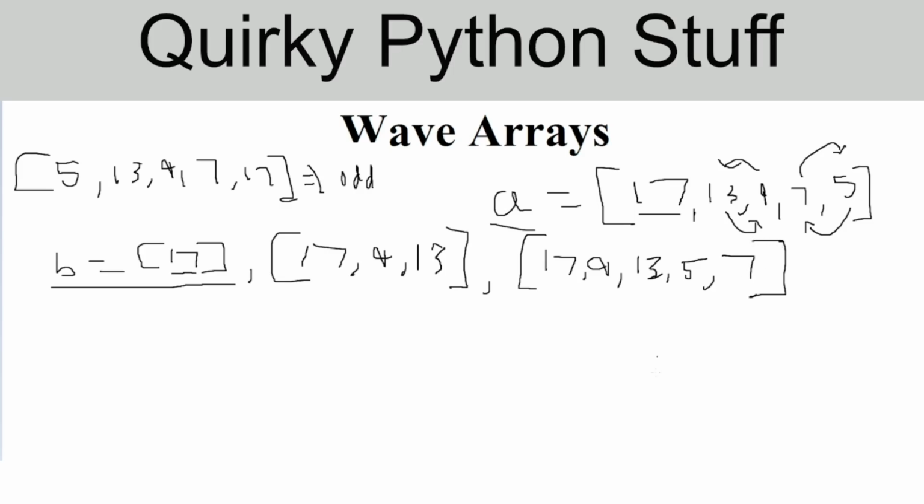So is this not a wave? Because 17 is greater than 9, 9 is smaller than 13, 13 is greater than 5, 5 is smaller than 7. It's a descending wave. So this is the logic, and the same logic with a bit of a twist comes in even.